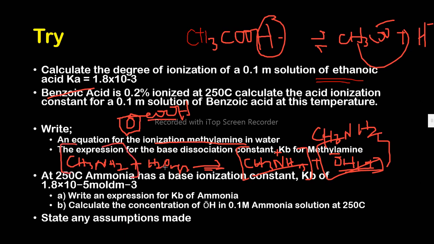Since water is in large excess, you are given that at 25 degrees Celsius, ammonia has a base ionization constant Kb of this. Write the expression of Kb. You already have it. No, this is ammonia, not ethylamine. And then calculate the concentration of OH minus ions. You have the concentration of the ammonia solution. You have the Kb. And now we want the concentration of OH minus ions, and any assumptions made. The first assumption: water is in large excess. The second assumption: the concentration of this is equal to the concentration of that.